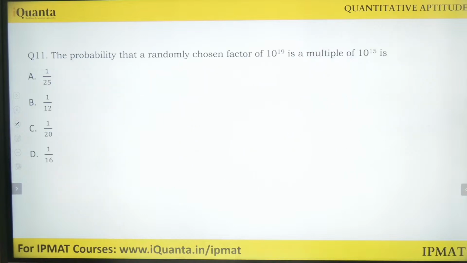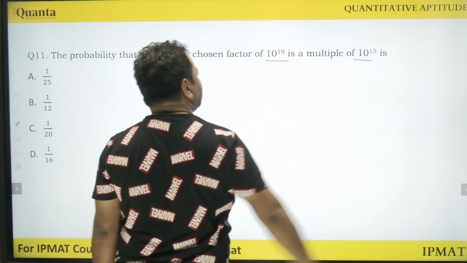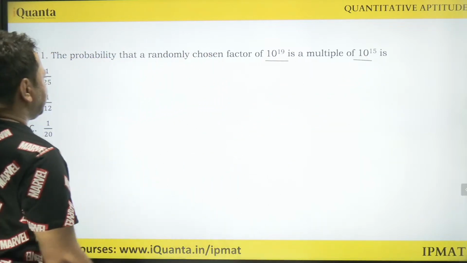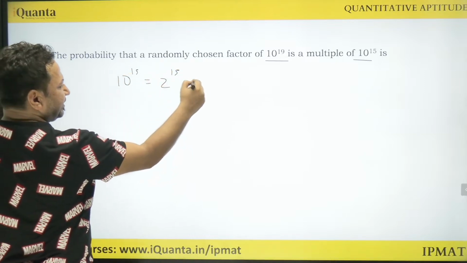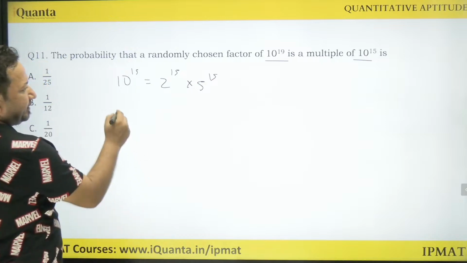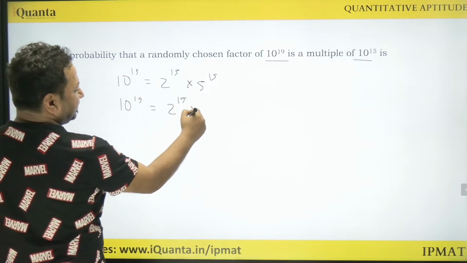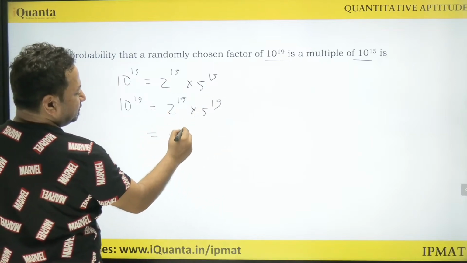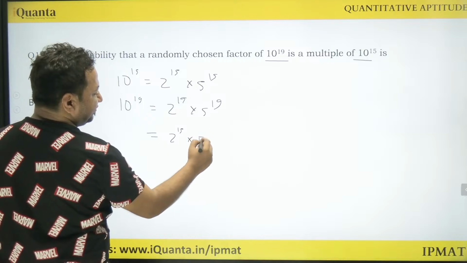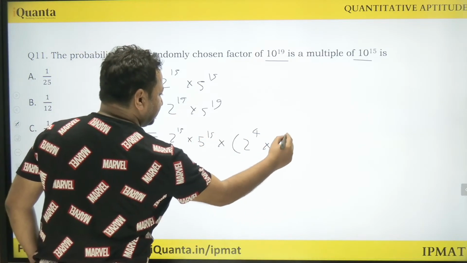Isn't it? Next. Probability that a randomly chosen factor of 10 to the power 19 is a multiple of 10 to the power 15 is what? So 10 to the power 15 is nothing but 2 to the power 15 multiplied by 5 to the power 15, and 10 to the power 19 is nothing but 2 to the power 19 multiplied by 5 to the power 19. I can take 15 common, and all I have left is 2 to the power 4 multiplied by 5 to the power 4.